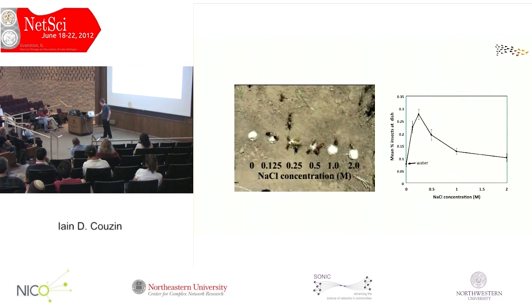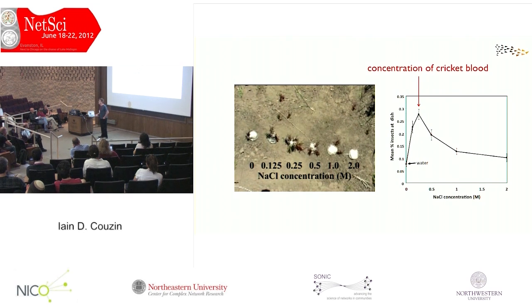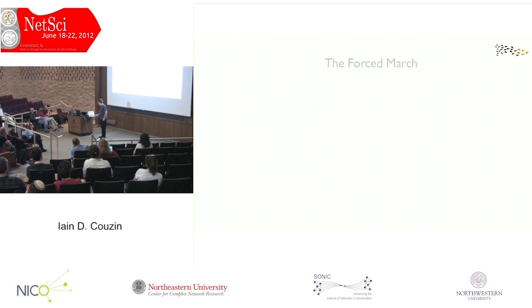And I'm going to show you a living histogram. Of course, I randomized this when I did these experiments. But now we're looking at salt concentration from just pure water to very strong 2 molar salt concentration. And you can see them fighting over 0.25 molar, which is represented in the figure on the right as well. And so what's so special about that concentration? Well, it turns out to be the concentration of cricket blood. So these organisms are finely tuned to a cannibalistic lifestyle.